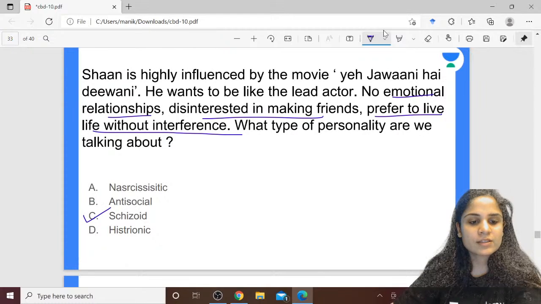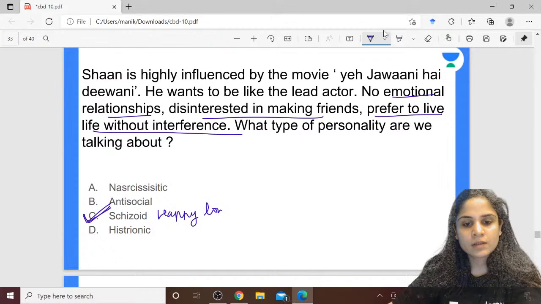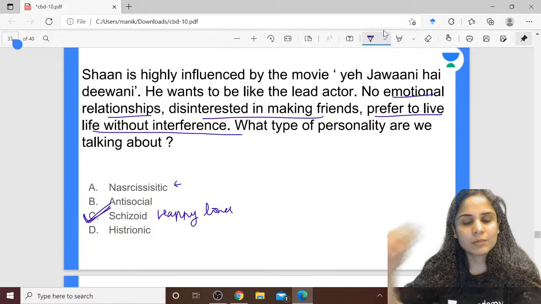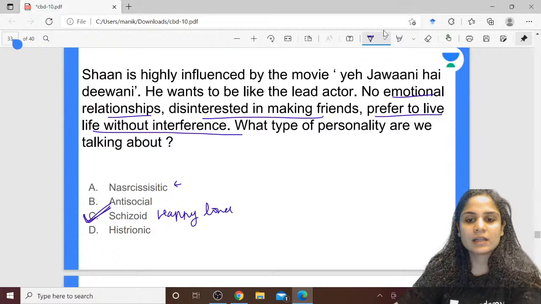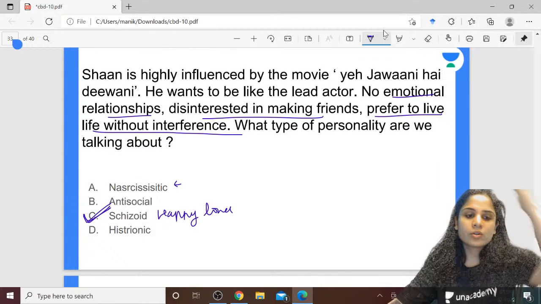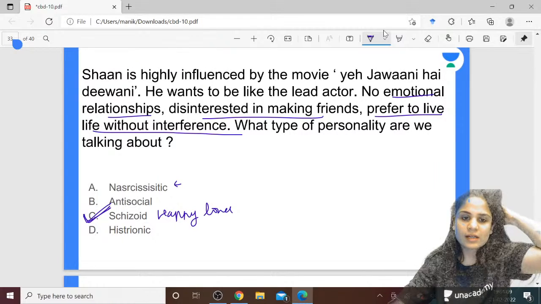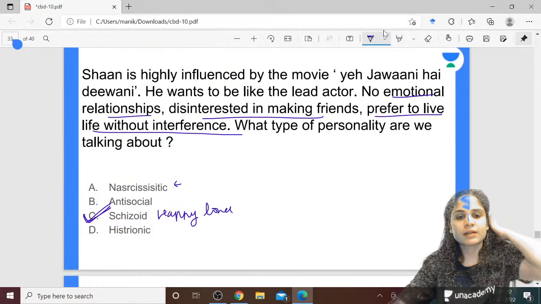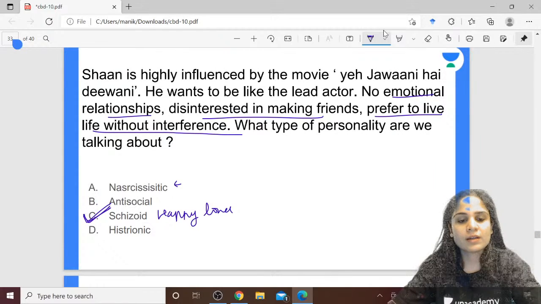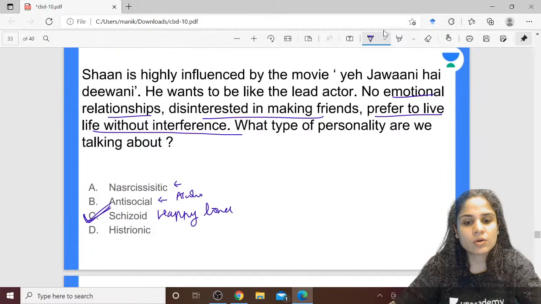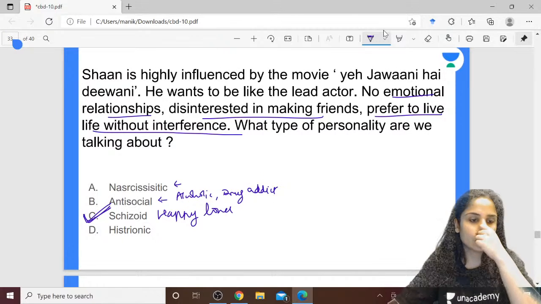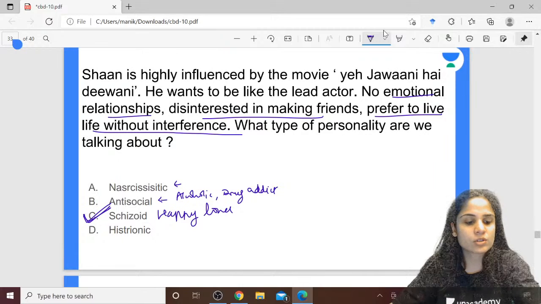Okay, so the correct answer over here is schizoid personality. As Afsha has correctly mentioned, schizoid person is a happy loner. Now, narcissistic personality will only think about himself. These people, it's not like they only think about themselves. It is that they don't want to be with anyone. They do think about others, but they don't want to have any relationship with others. And antisocial personality is one where they will give you a person who's alcoholic or a drug addict. So whoever does things that are not accepted by the society, or a rapist. Okay, so all those are antisocial personalities.